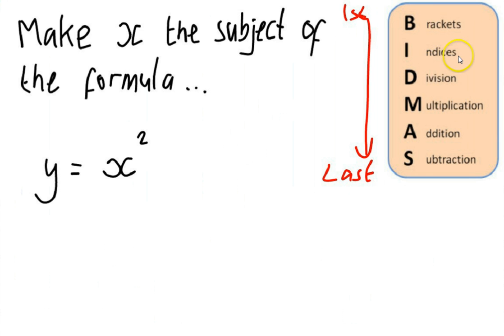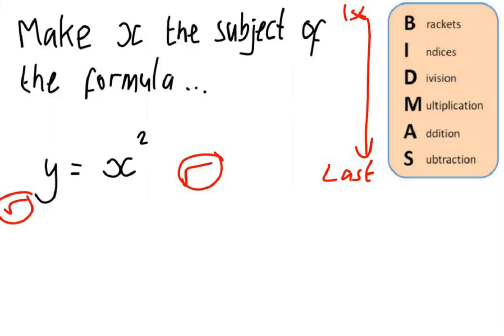It's the index, sorry. So, if you remember from previous work, the opposite of squaring a number, we want to undo that spell. And the way we undo that spell is to take the square root. That's how we'd undo that. So we need to undo the square root of both sides.